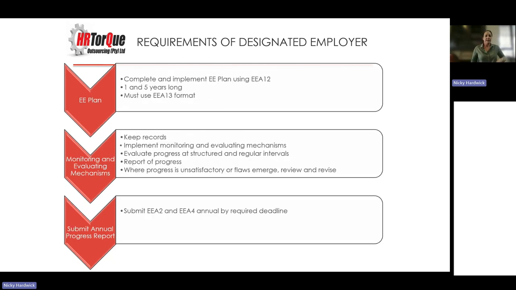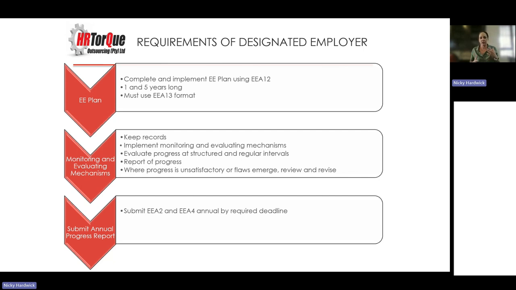Now that you've done your analysis, you've met with your committee, they understand, we've given input and done statistical overviews, and we understand where we are over and under and why, we then need to do our employment equity plan. Our plan must be anywhere between 1 and 5 years long. And my suggestion when you're doing a plan is to try and do a little bit of a forecast.